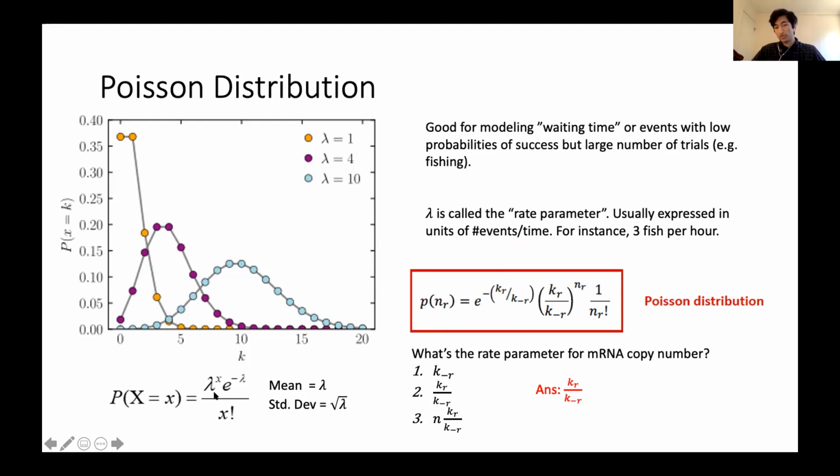And then in the Poisson distribution, you also have the rate parameter raised to the power of x. And in this case, we're considering n_r. And here you have k_r over k_negative r raised to the power of n_r. So the rate parameter for this mRNA copy number example is given by this.